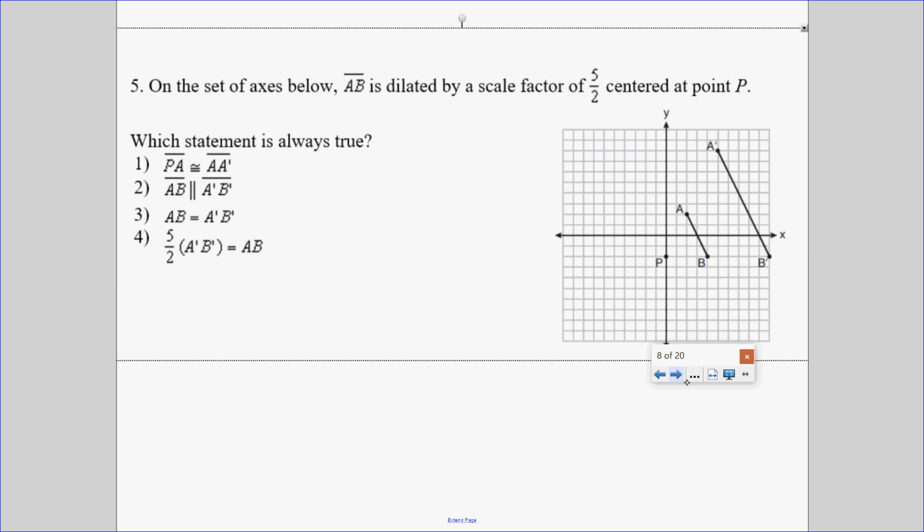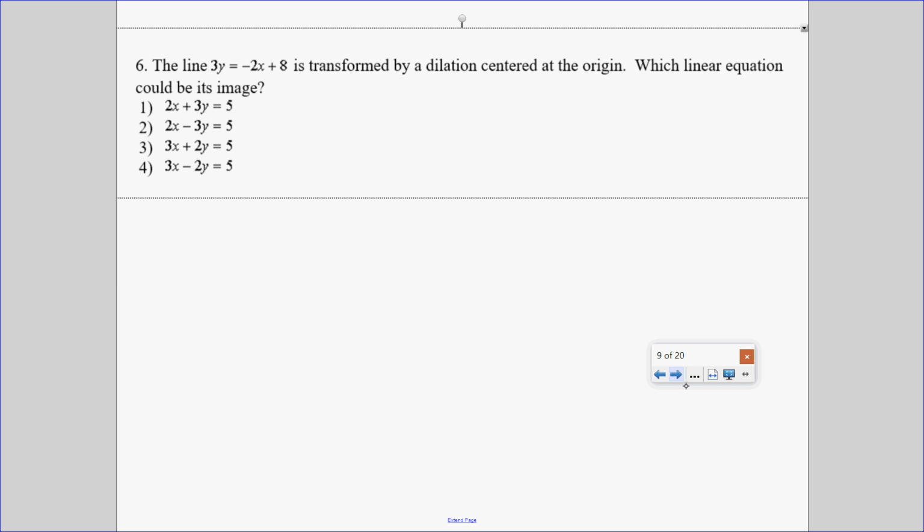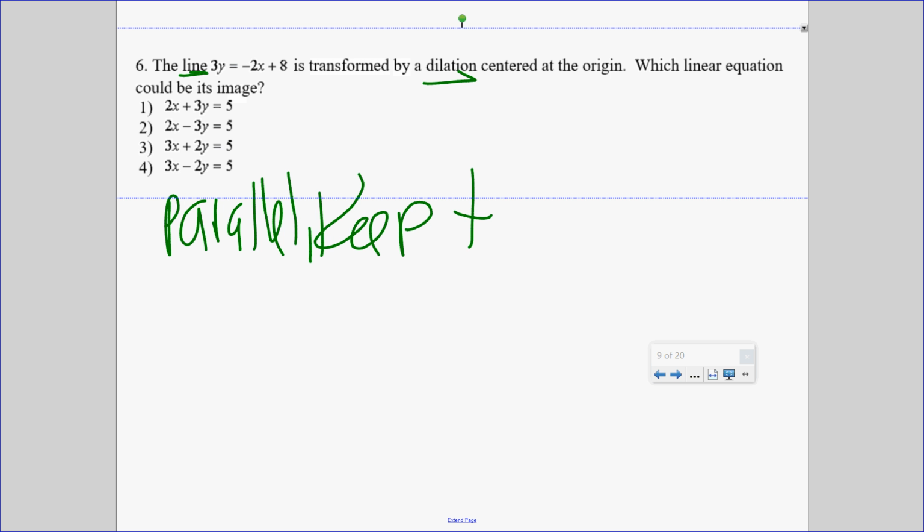5, I'll skip for now. I'll let you do that for homework. Number 6 is the next type of question that they ask. This comes up in the Regents, this exact type of question, maybe once every 3 or 4. The line is dilated. Line dilations, parallel, keep the slope.